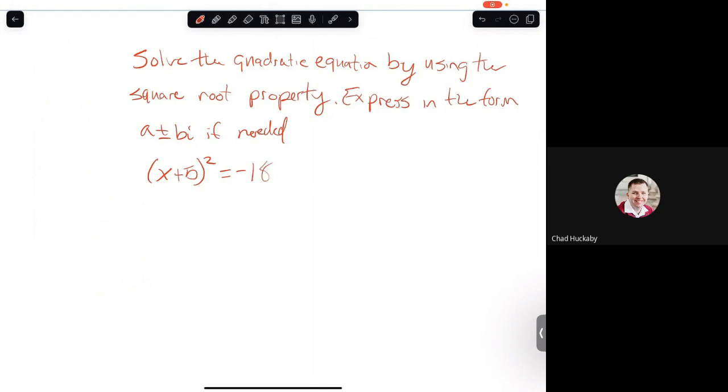Okay, so what do we do first? Well, I think to get rid of the square, we want to take the square root of both sides. So when we do that, we get the square root of (x + 5) squared on the left. And then on the right-hand side, we need to do plus or minus the square root of negative 18.